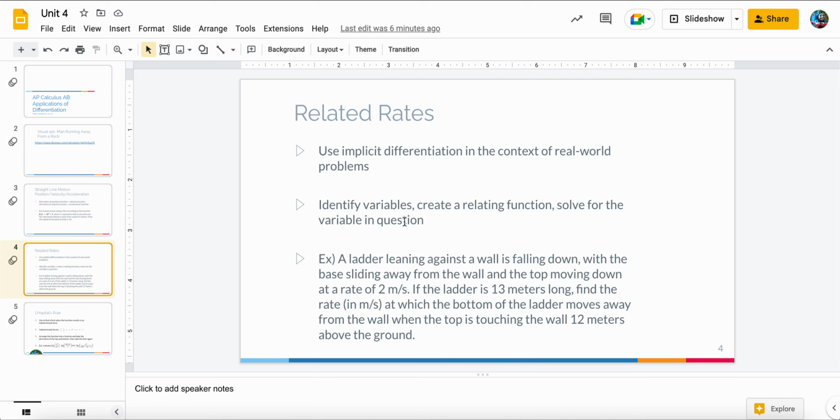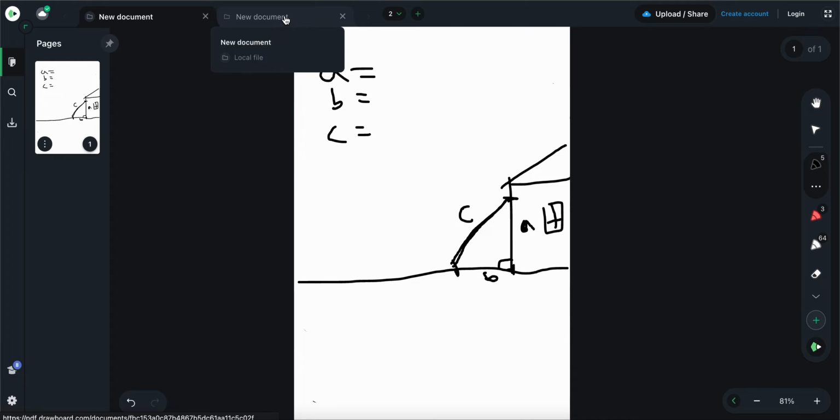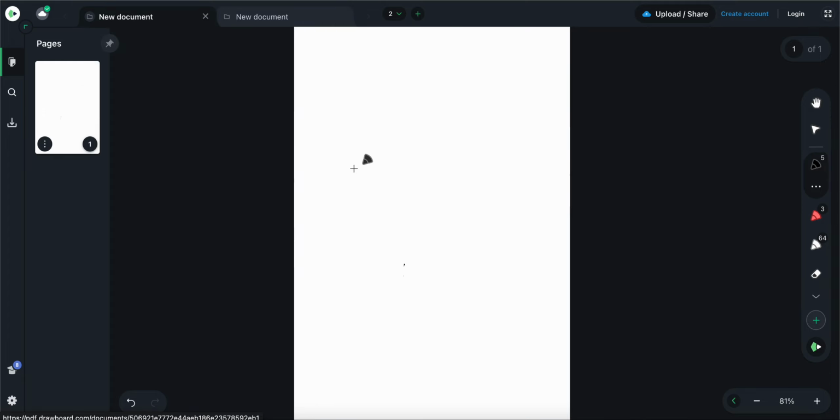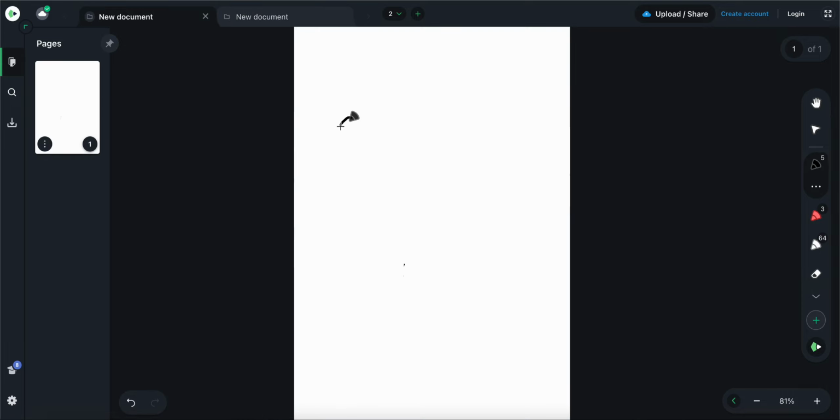There's 3 steps. Identify variables, create a function that relates the variables, and then solve for the variable. So we have our first step done already. We're going to write down our variables here just to keep track. A, B, C, and these are going to be the lengths. Now we'll make a function that relates them. We already know if we have a right triangle, the function that relates A, B, and C is going to be A squared plus B squared equals C squared. Should be a familiar function, the Pythagorean theorem.